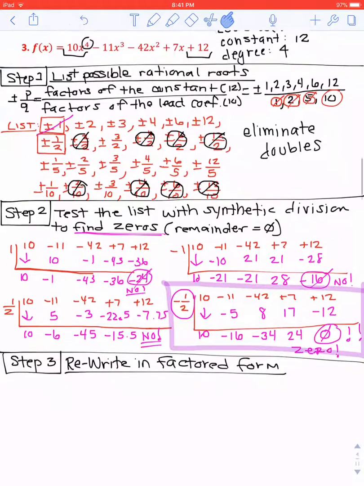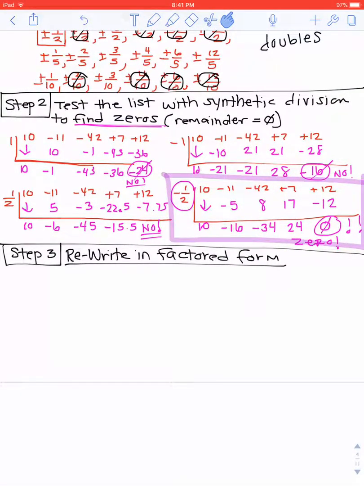Okay, so rewriting in factored form means using that 0 that we just found. So we're going to have two little since thens. All right, so since we know that we have an x value of negative 1/2, right? That's what we just got a 0 out of. Then we have a factor of x plus 1/2. Right, so that's what we just found. That's the 0 we just found.